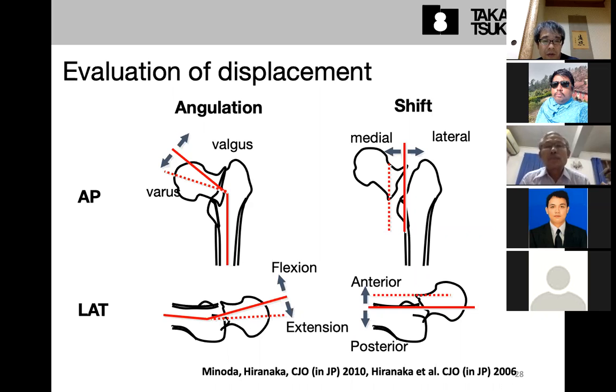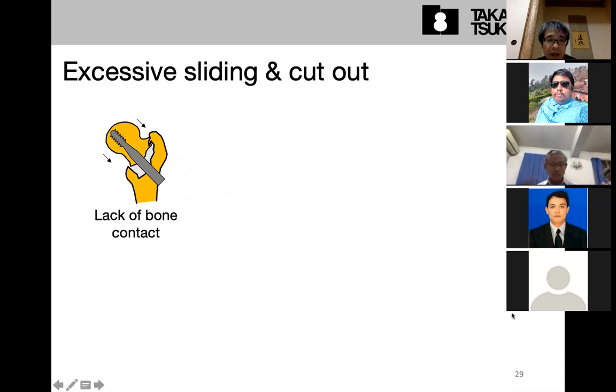Similarly, in the lateral view, the angulation is classified as flexion and extension, and shift means anterior shift and posterior shift. So not only the size and the number of the fragments, but also the angulation and shift of the fragment, that means the displacement, is very important. So I reported this in the Japanese Fracture Society because we found excessive sliding.